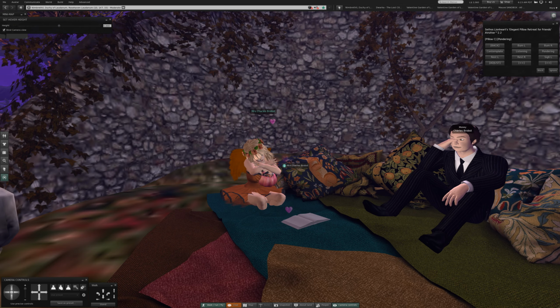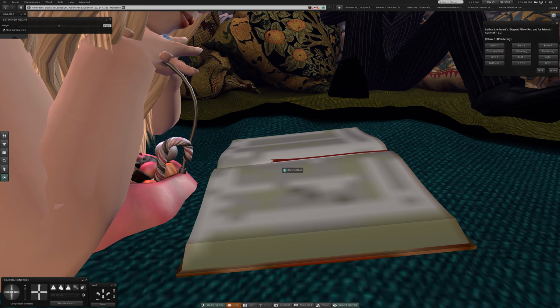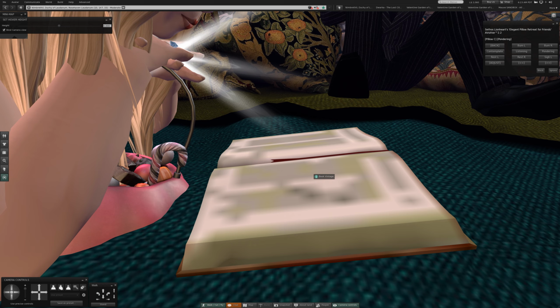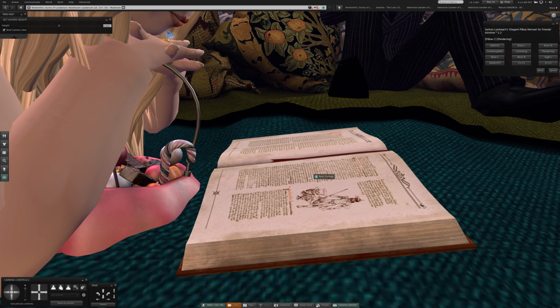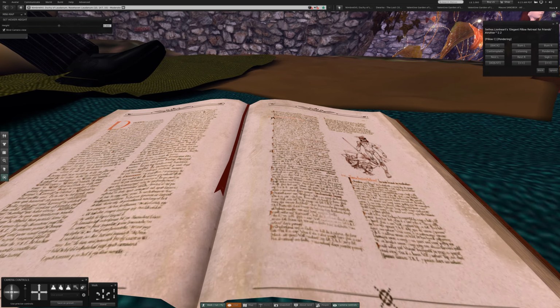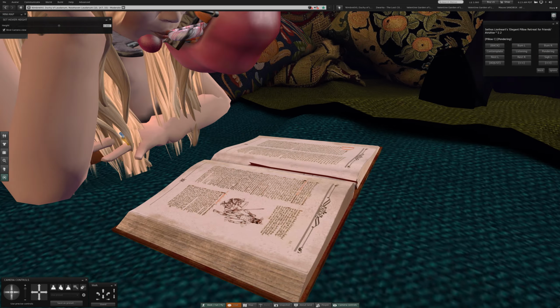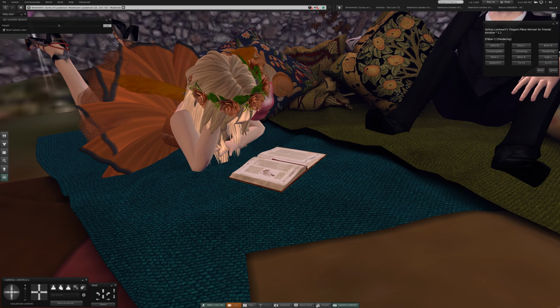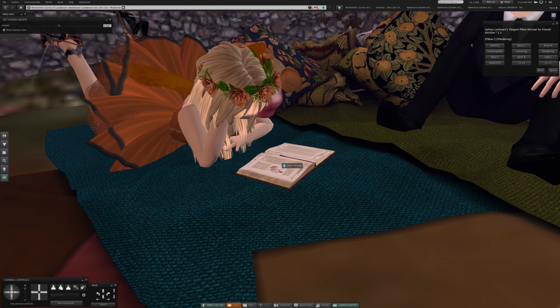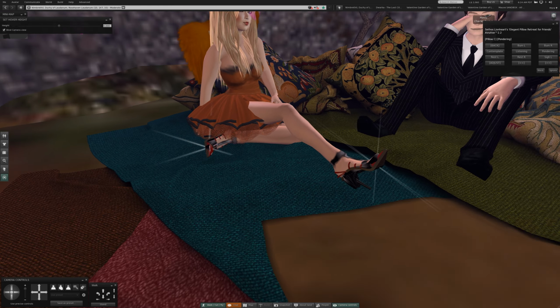Novel. Oh, she's got something to read. Let's see if it's going to appear for us. Here we go. Oh, look at that. Doesn't seem to be entirely legible. Let's see, novel. Ponder. And back off a little bit.